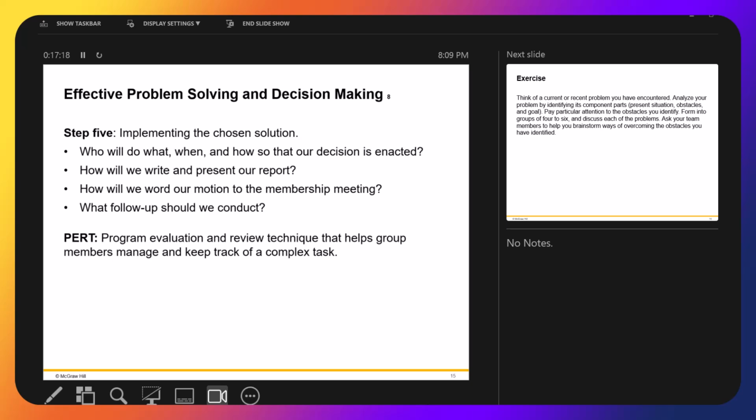PERT, the program evaluation and review technique, helps group members manage and keep track of a complex task. When you have a complex task, it's got a lot of moving parts, and there's a lot of white noise going on. This is something that can help you stay on top of that. I can recall from my experience, let's just say I didn't do the best when I first started my career. I wasn't really organized and I had a lot of things going on. So I had to come up with a system, and that's what this is right here. Something that can help you stay on top of the complex tasks and all the things that are moving around. That concludes this chapter.